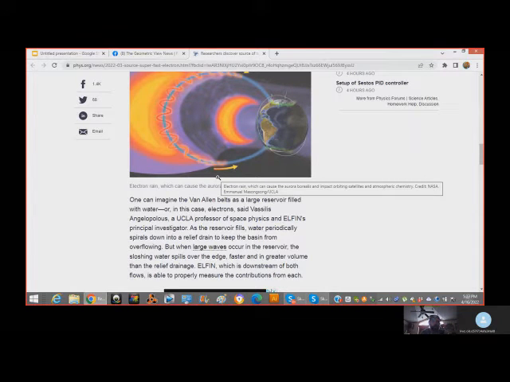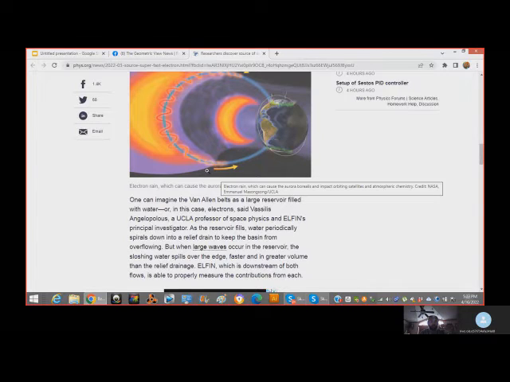One can imagine the Van Allen belts as large reservoirs filled with water, or in this case electrons, said Vassilis Angelopoulos, UCLA professor of space physics and ALPHA's principal investigator. As the reservoir fills, water periodically spirals down into the relief drain to keep the basin from overflowing, but when large waves occur in the reservoir, the sloshing water spills over the edge, faster in greater volume than the relief drainage.